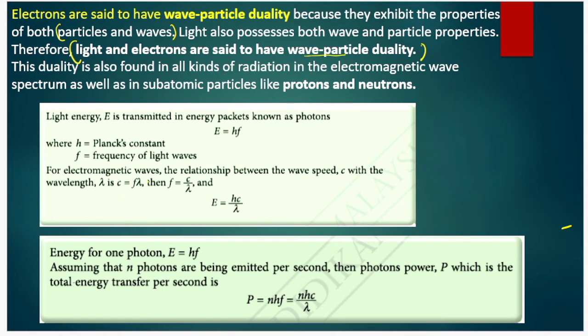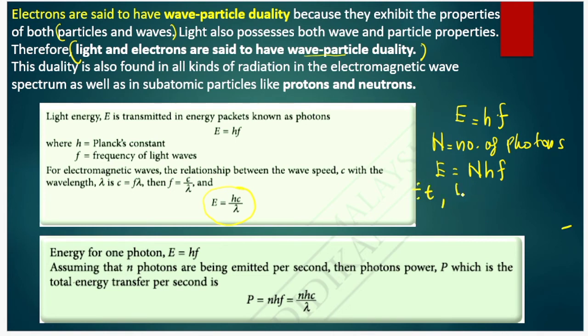Let's look at how we derive the formula of power. From the energy of a photon E equals hf, this is the energy of one photon. Capital N is the number of photons. Thus, the total energy of photons equals the number of photons multiplied by hf. When we discuss the rate of energy of photons transferred, that means E divided by t. Thus, dividing both sides by t, we get N hf divided by t.